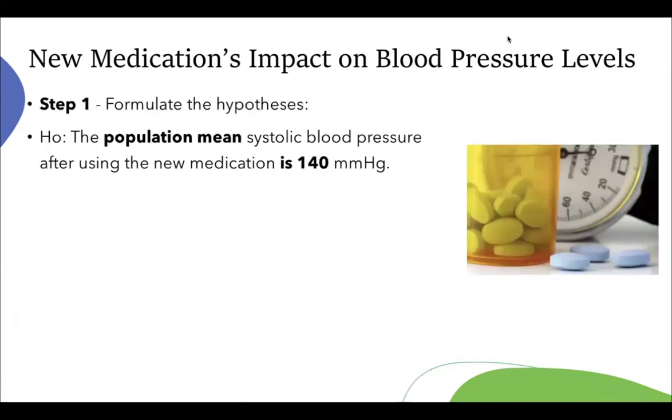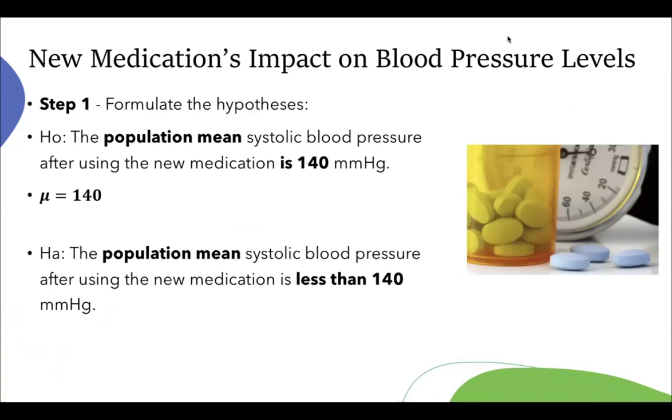The population mean systolic blood pressure after using the new medication is 140, mu equals 140. And then now our counterclaim, the population mean systolic blood pressure after using the new medication is less than 140, mu less than 140. So we always specify direction. And in the null, we always specify the status quo.